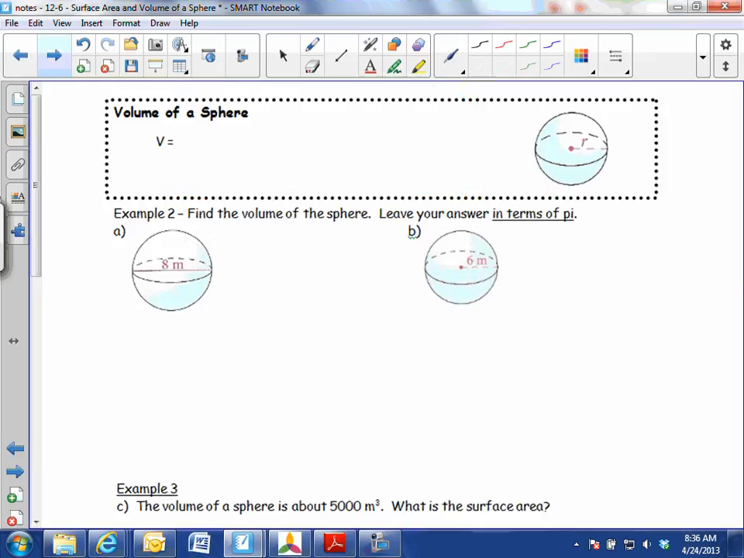On the back, talking about the volume. The volume is the stuff that goes up on the inside, right? Volume of a sphere is 4/3 times pi r cubed, not squared, but cubed.